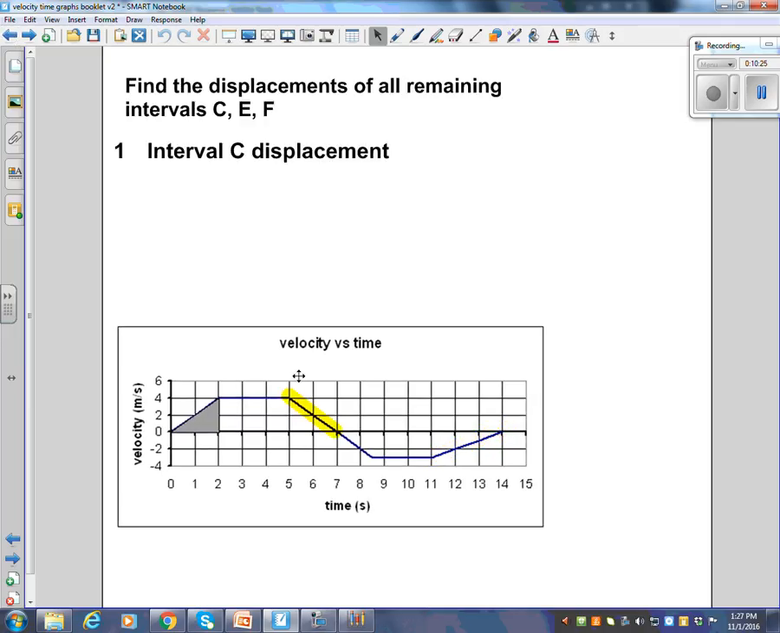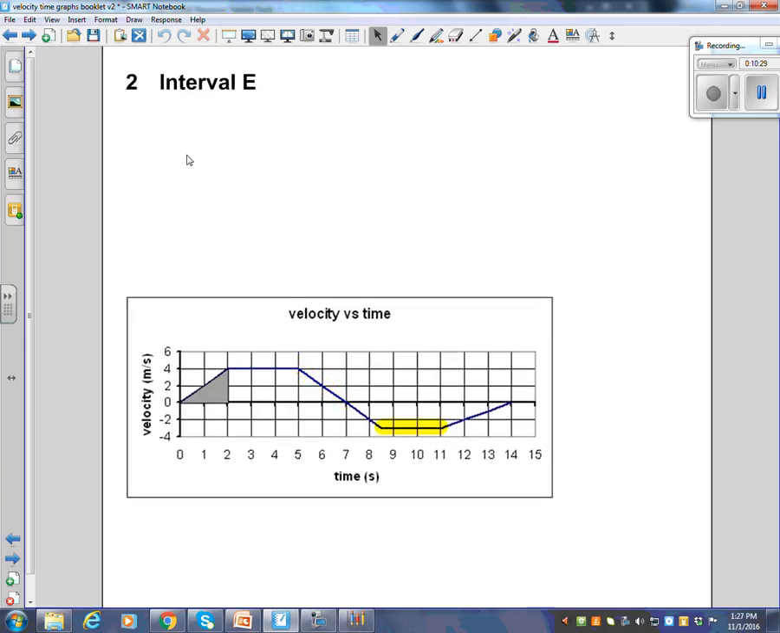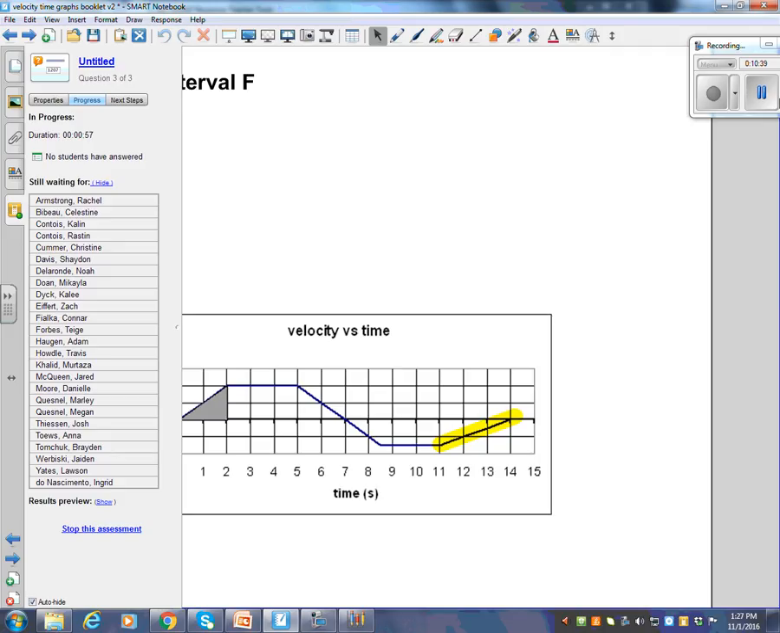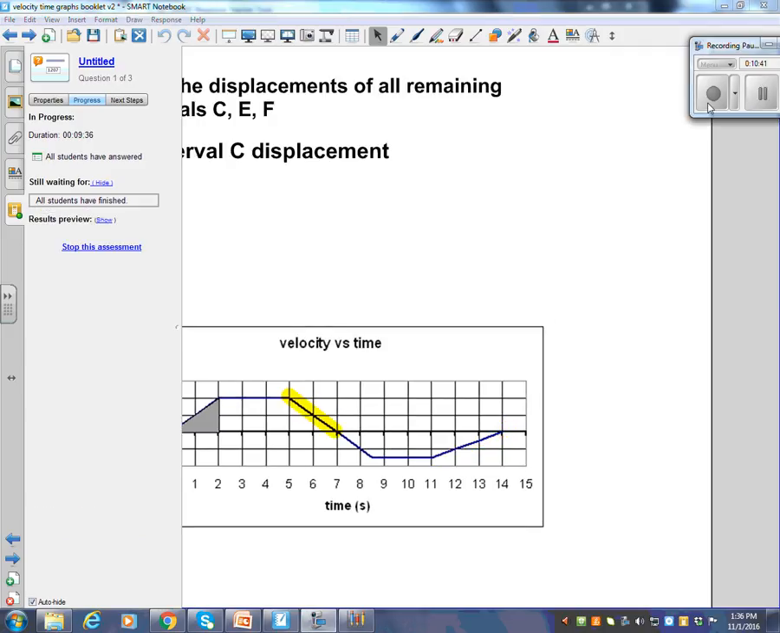C is from 5 to 7. E is from 8.5 to 11. And F is from 11 to 14. Okay, you guys take a minute and do those. I'm going to do a 10. Feeling good?